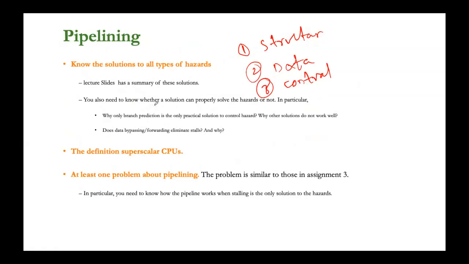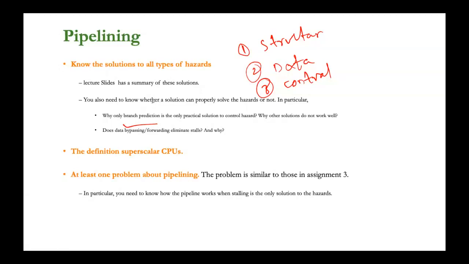So you just go through the lecture slides that have the summary of these solutions, and you also need to know whether the solution can properly solve the hazards or not in particular, and why branch prediction is the only practical solution to control hazards. Why are other solutions not taken into consideration, and does data bypassing and forwarding eliminate any stalls or not? Such kind of things will be covered in pipelining.